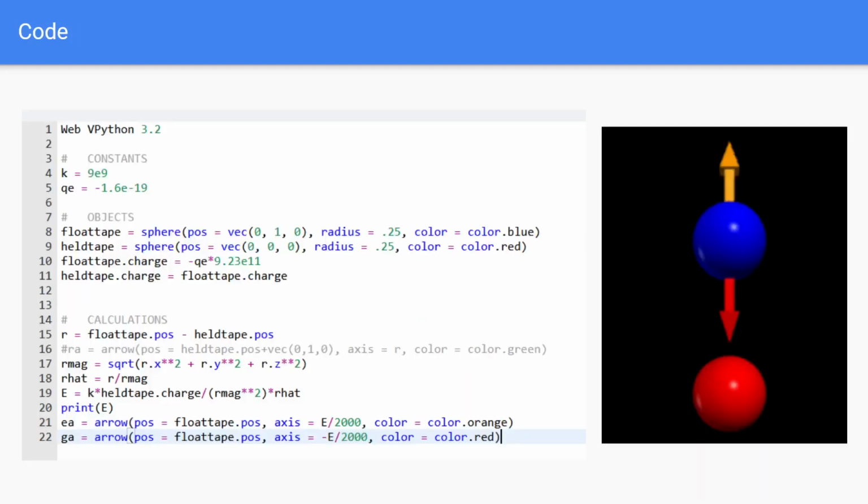And over here is my code to simulate the test tape floating above the held piece of tape. The orange arrow represents the electric repulsion, while the red arrow represents gravitational attraction. Notice how they're both equal in magnitude.